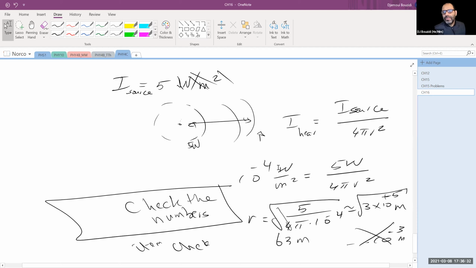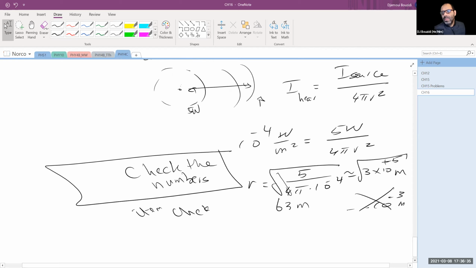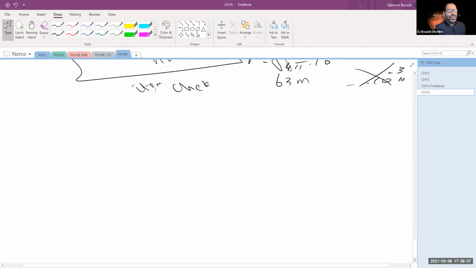Okay, very good. So the two main deals of this chapter, okay? The first one is the Doppler effect.